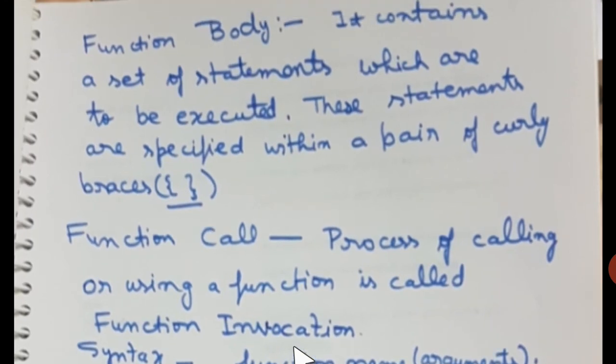I told you within that pair of curly braces, we write statements which are executed to perform a certain task. So that is called function body. So function body contains a set of statements which are to be executed to perform a certain task. These statements are specified within a pair of curly braces.